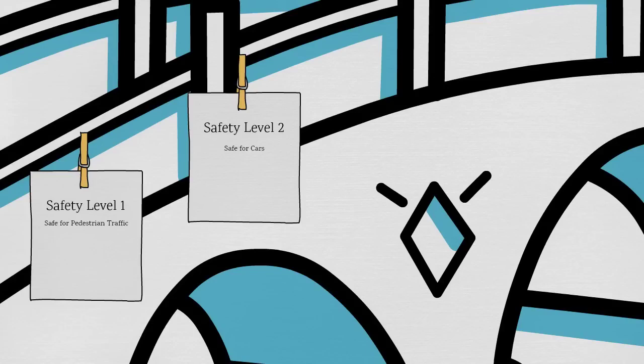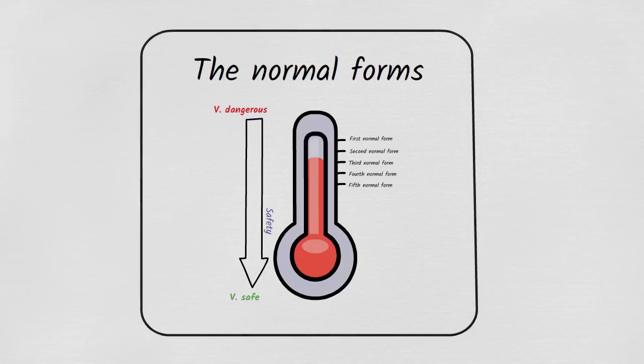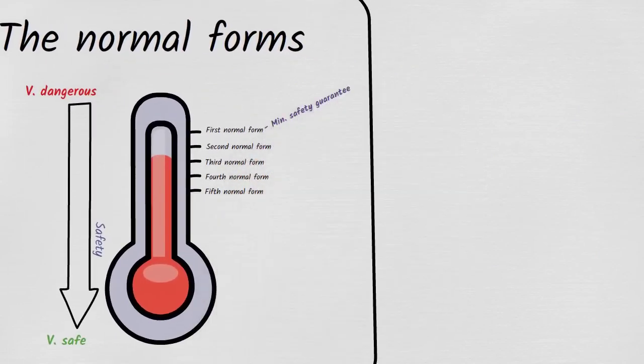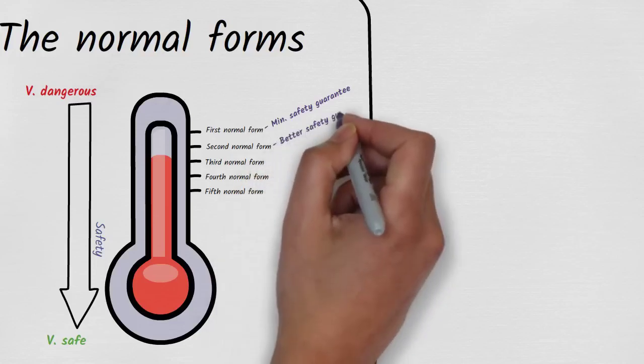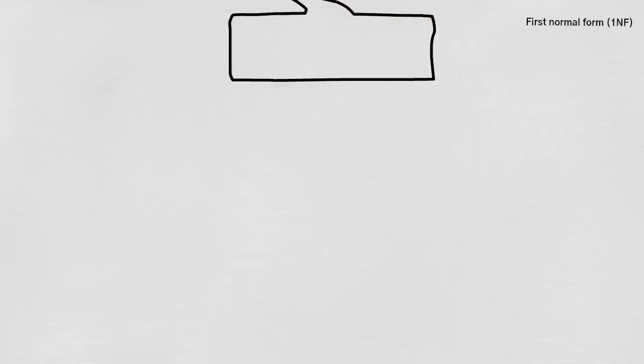The normal forms of database theory work the same way. If we discover that a table meets the requirements of first normal form, that's a bare minimum safety guarantee. If we further discover that the table meets the requirements of second normal form, that's an even greater safety guarantee, and so on. So let's begin at the beginning with first normal form.